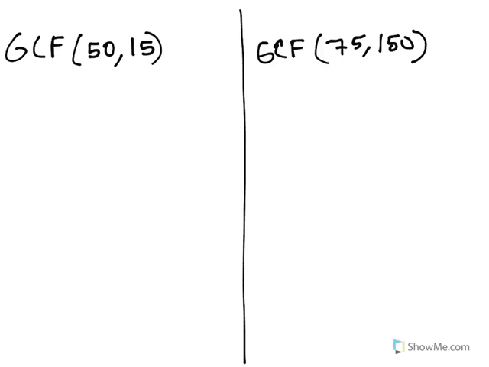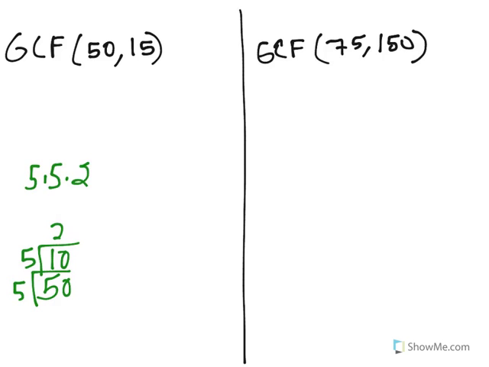So let's take a look at some of the ones with a little bit bigger numbers, because that's what we're going to be doing. So let's break 50 down to its prime factors. Okay, so I'll use 5 here. 5 goes into 50 10 times. 5 goes into 10 2 times. So the prime factors of 50 are 5 times 5 times 2. Now we'll do 15. 5 goes into 15 3 times, so it's 5 times 3. Cross off our duplicates. Well, there's only one duplicate, so the greatest common factor of 15 and 50 is 5.